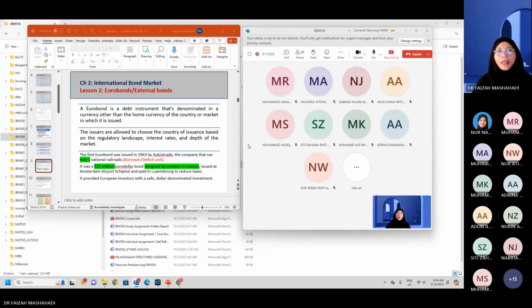Right? So they are talking about innovation. So innovation is not only about product and service innovation. It's also about this financial innovation. Right? So they issued a Eurobond in 1963 by Autostrade, the company that ran Italy's national railroads. So this is the borrower or the deficit unit. They are the issuer of the financial paper, Autostrade.